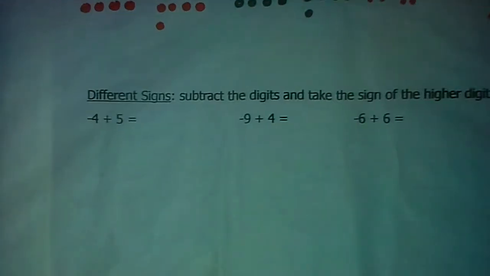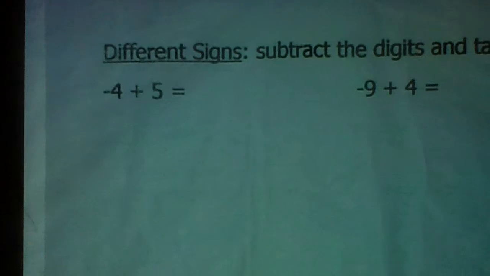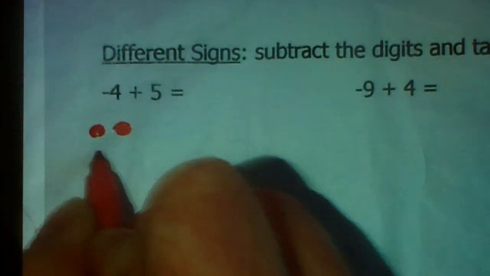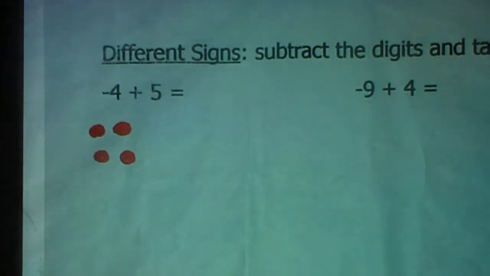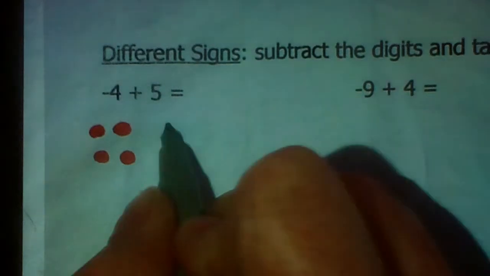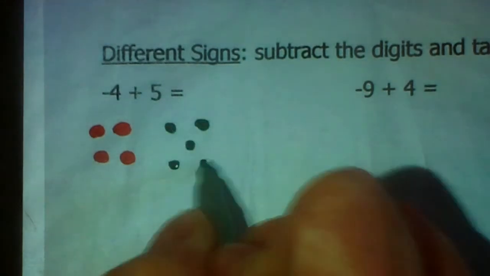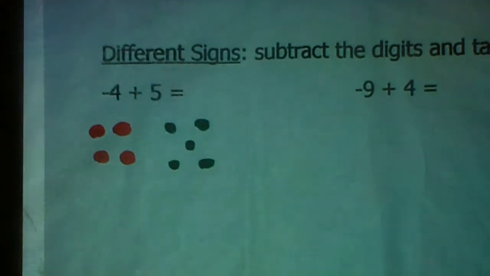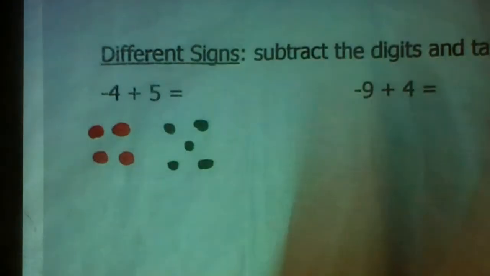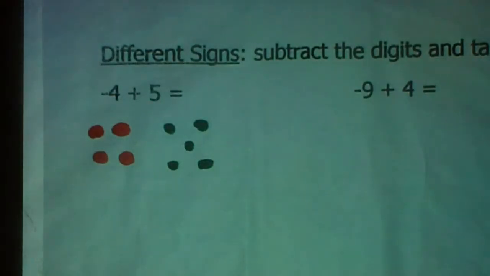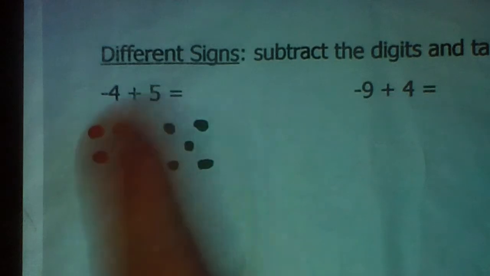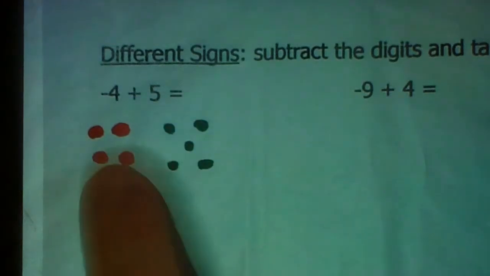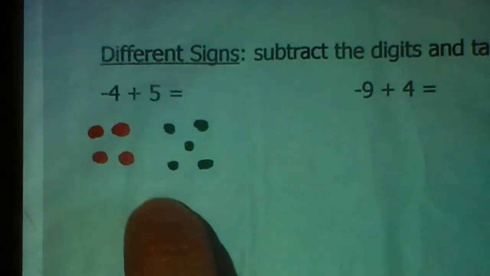So in our first example, we have a -4 plus a positive 5. I would represent the -4 with 4 red dots, and a positive 5 would be represented with 5 green dots. Now in the past, in the examples above, we just added them all together and we had all of the same. But in this, if I add them all together, I don't have 9 red and I don't have 9 green. I have a mixture of each.